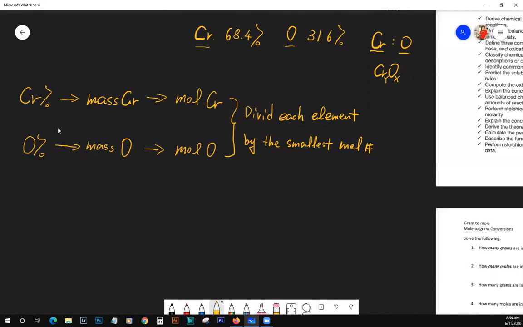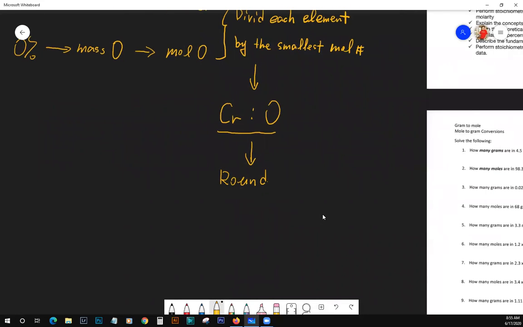So now we have chromium and oxygen: we go to mass, then to moles, and then we divide by the smallest mole number. Based on this, you can figure out the ratio between chromium and oxygen. The next step is to round. After rounding, you will find the empirical formula. Actually, it's not hard.